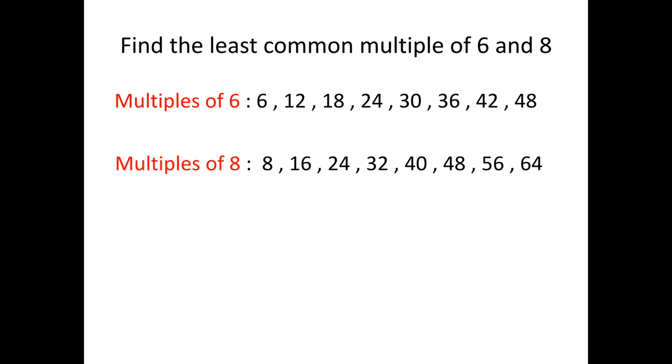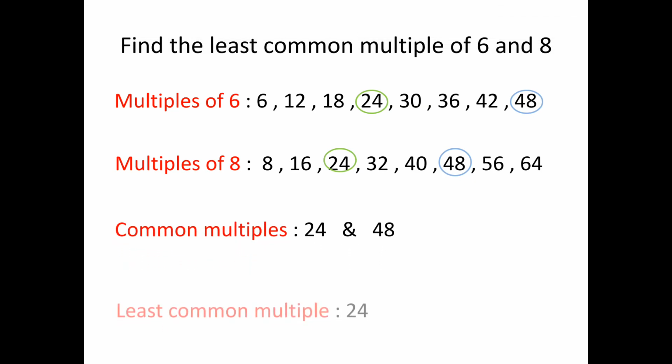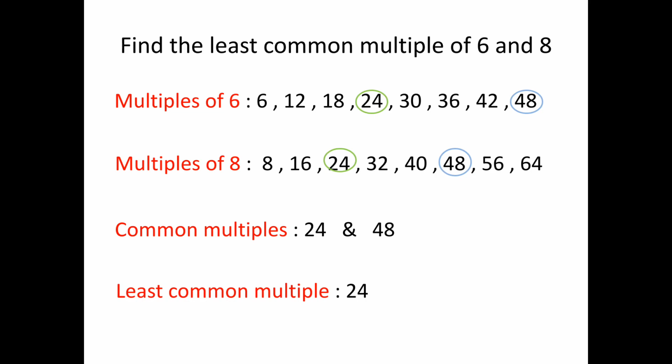Now, where are the repeated numbers? Where are the common multiples? The 24 is repeated. Also, the 48 is repeated. So which number will I choose? Of course, the least, which is the 24. So the common multiples are 24 and 48. The least common multiple is 24.